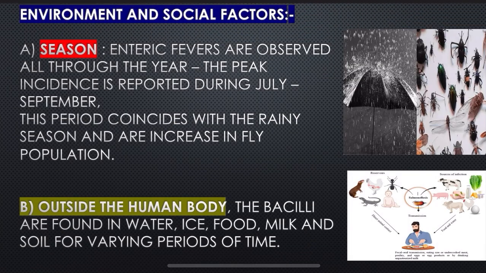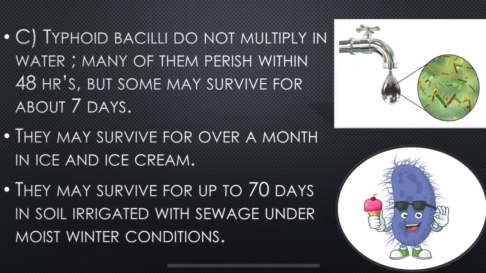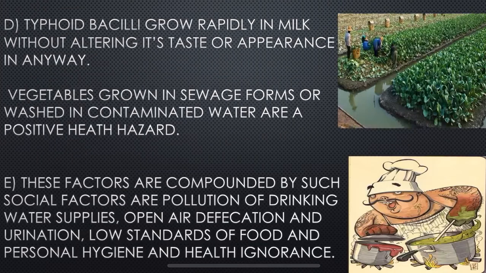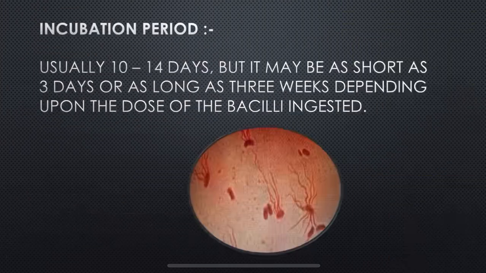Then we will discuss in detail. In normal water, it can stay up to 7 days. In ice, it can stay up to 1 month. More than 70 days in the soil which is irrigated with sewage water. Then in milk, it stays and multiplies very fast without altering its properties. In vegetables which are grown in sewage water or contaminated water, they are causing a threat, followed by the pollution, open air defecation, etc.